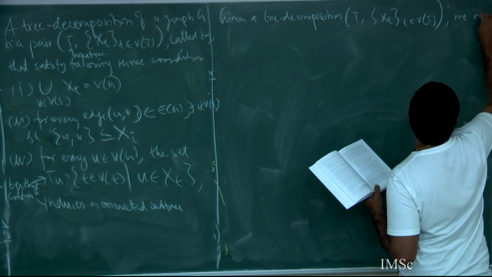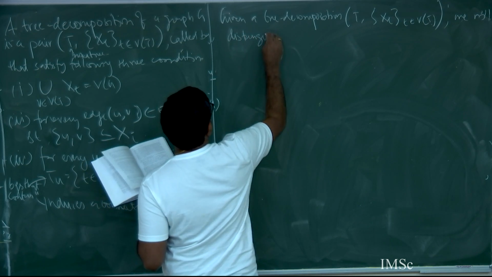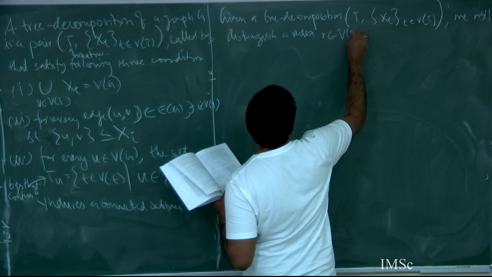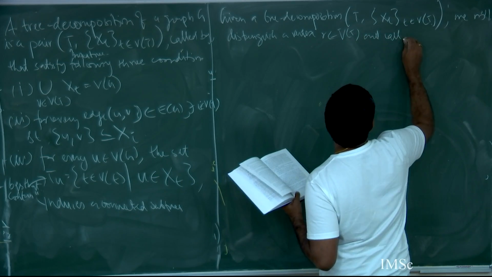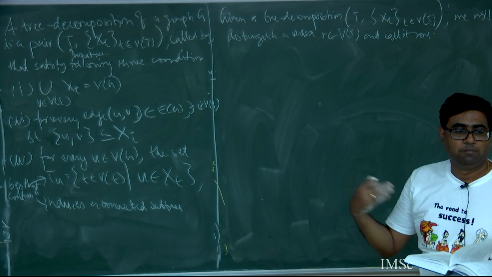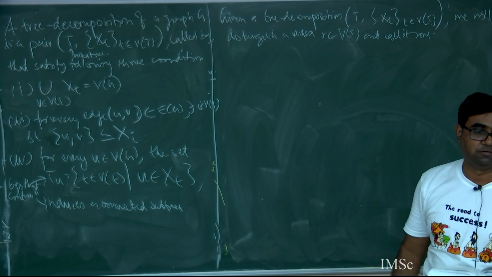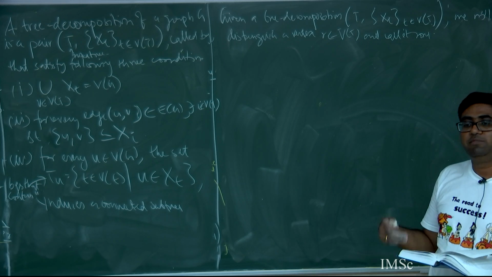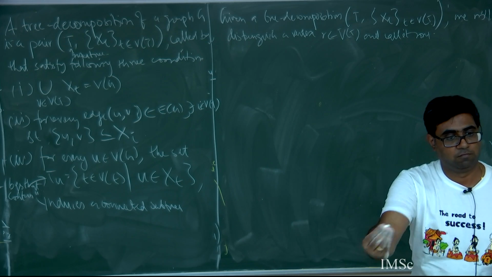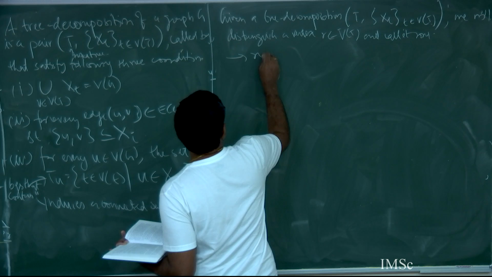we will distinguish a vertex R in V_T and call it root, just so that we can define parent, child, ancestor relation. So think of this as a rooted tree. Just make anybody root, for example. We will always now talk about a rooted tree. So not only will I give you a tree, I'll say, R is your root. So this will be called a rooted tree decomposition.